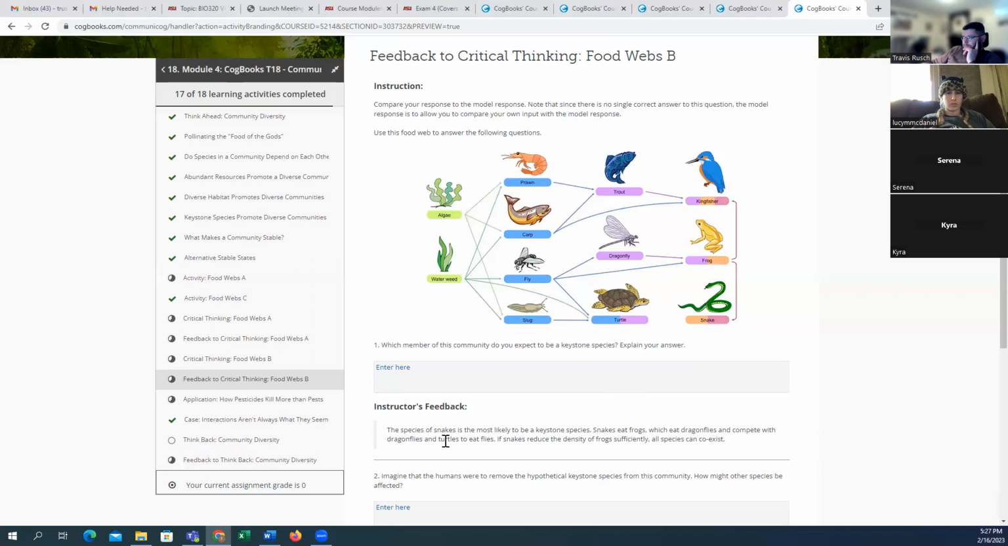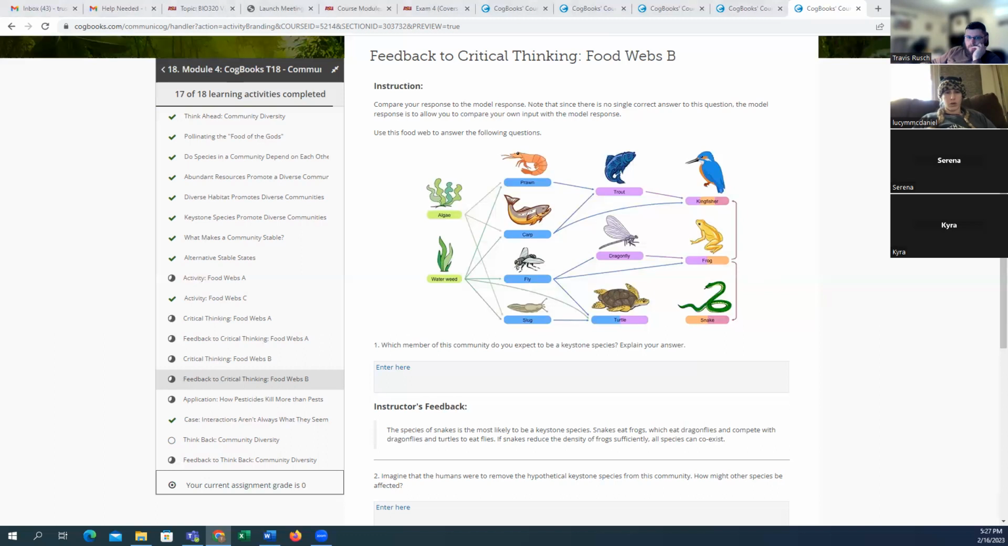And what the feedback is saying is if we remove the snake, it's going to let the frog population grow, which is then going to put a lot more pressure on the dragonfly as well as the fly, and potentially outcompete the turtle. So it could drive the dragonfly and the turtle to extinction by removing the snake. And again, like I said, you could make an argument for another organism in this figure, in my opinion.